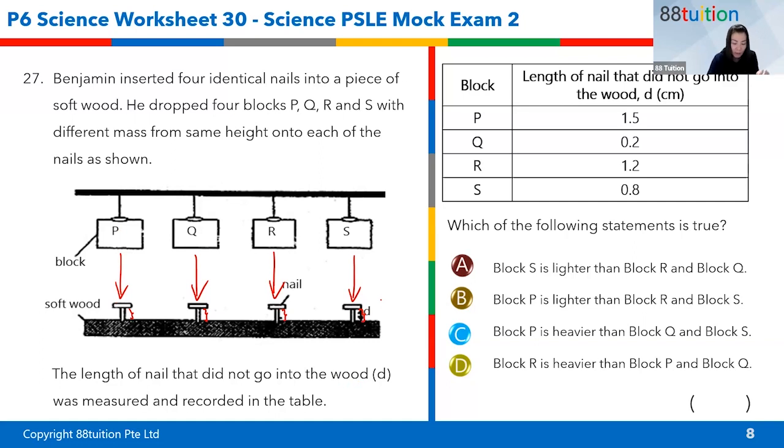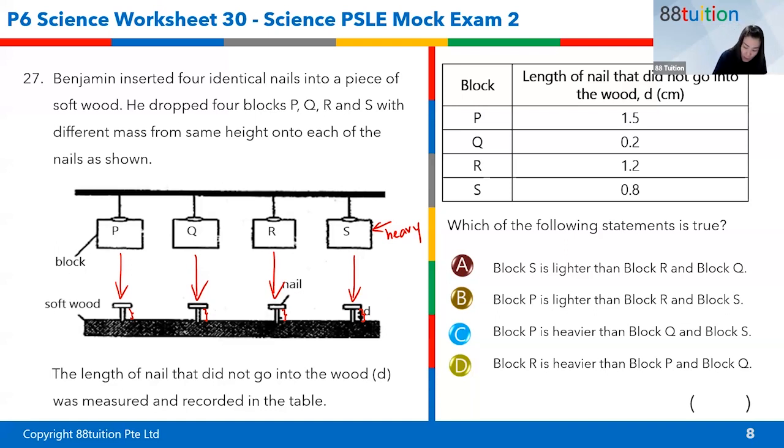Now, let's say this block is very heavy. Imagine only, I'm not looking at the data yet. Imagine this is very heavy. When it dropped down, do you think the nail will go in further or go in a little bit? If it's very heavy, will the nail go in a lot further? Or do you think the nail goes in a little bit further? So what will the distance be when you see the D? Is it small or big? Shorter, smaller? Yes. So this is the idea.